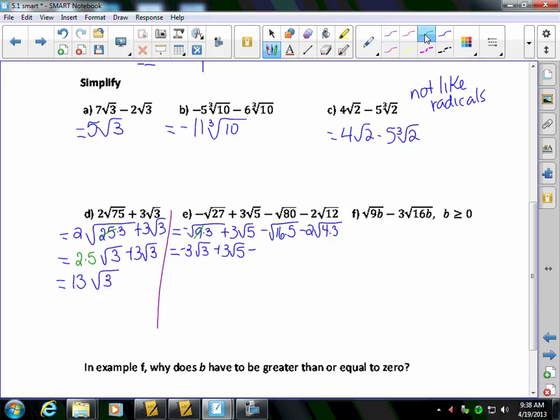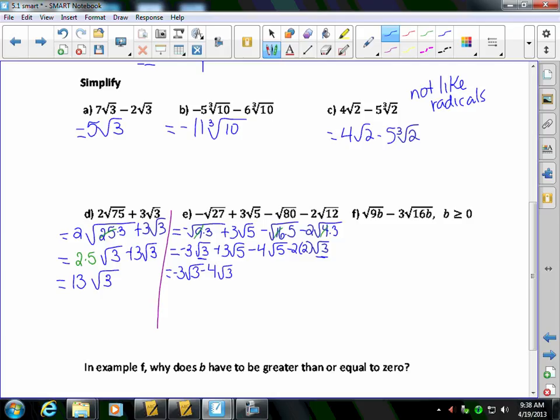So I can take care of my square root of 16, which is a 4, and I'm left with square root of 5 in there. And then the last one, square root of 4 is a 2, so I have minus 2 times my 2 square root 3. So negative 3 square root 3. The other like radical is over here, right? It's this square root 3. So that's going to be minus 4 square root 3.